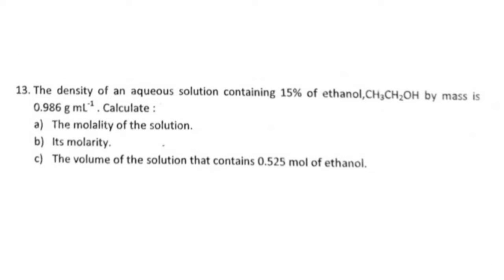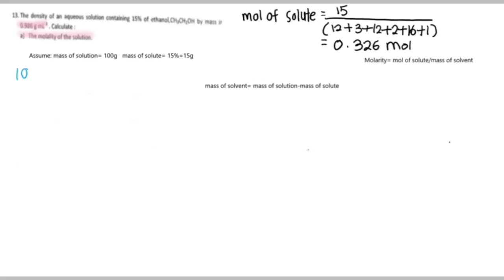Hey guys, today we are going to find the molality and the molarity of this 15% ethanol solution. Let's start with reading the question. The density of an aqueous solution containing 15% of ethanol by mass is 0.986 grams per milliliter. Alright, let's look at the first question. Calculate the molality of the solution.